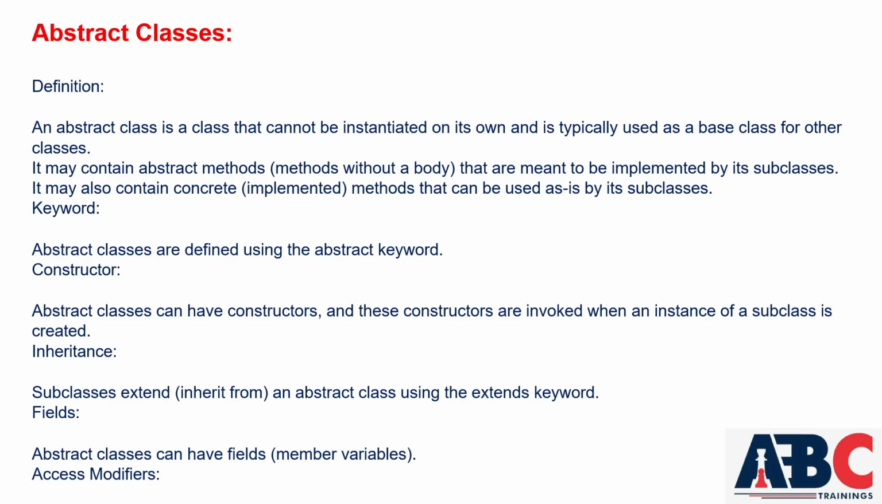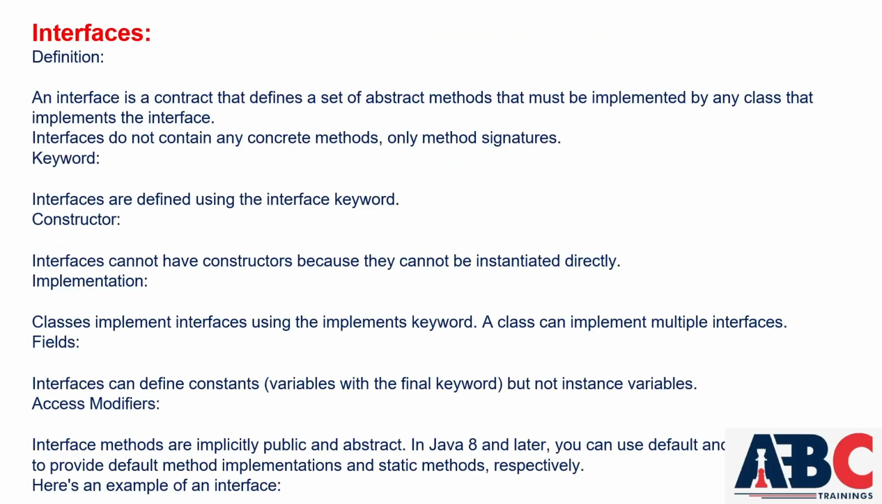An abstract class can have member variables. So access modifiers can be used for the abstract class. Then the next is the interface.